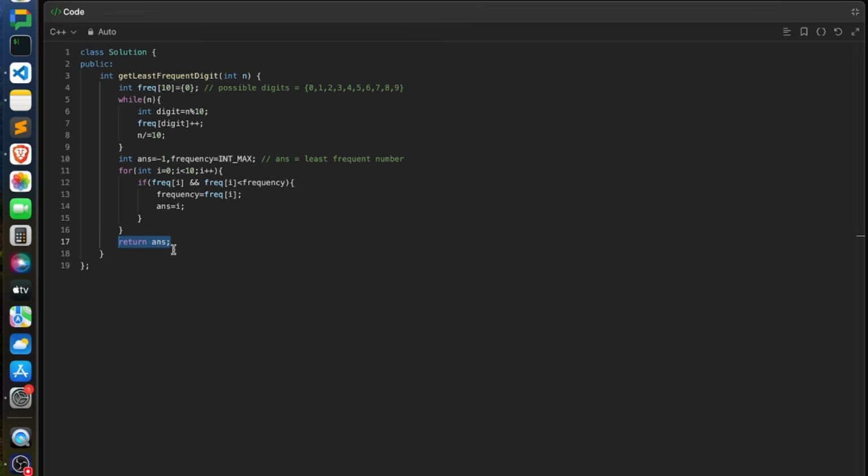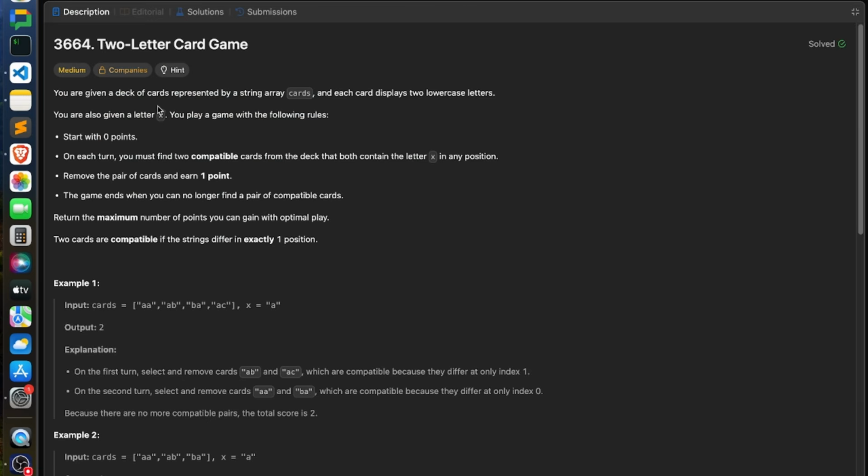Now let's look at the second problem. In the second problem, you are given a deck of cards, and each card displays two lowercase letters. You are also given a letter X. Now you have to play a game with the following rules. You start with 0 points, and in each turn, you must find two compatible cards from the deck that both contain the letter X in any position. Meaning X should be present in any of the positions.